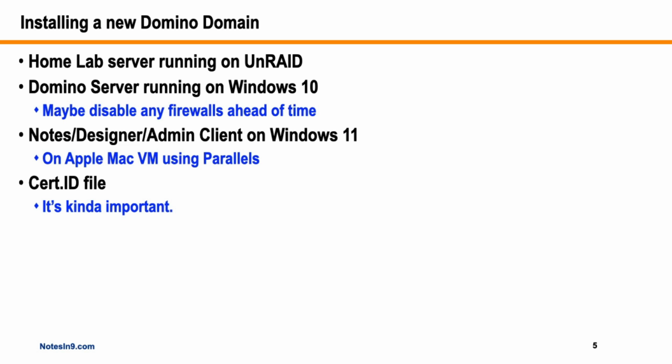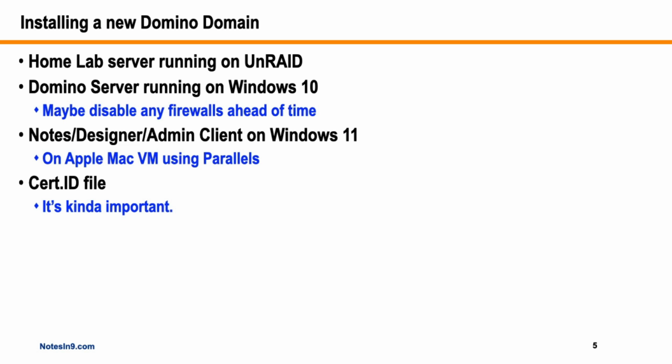So with that being said, I have a home lab server running on a system called Unraid, and I want to do a show on Unraid, so I don't really want to get into that. But basically, it can host VMs. I've got a Windows 10 VM that I want to put a Domino server on, and when you're doing this on Domino, or maybe any server really, you probably should disable any firewalls ahead of time. When I did this, I got some pop-ups because of some firewall stuff in there, so that might be something to just go ahead and disable before you install your Domino server.